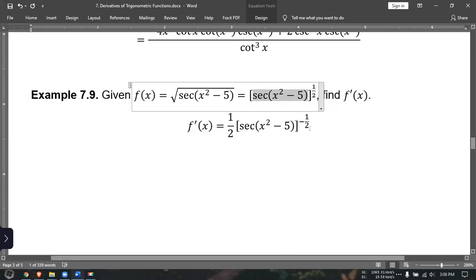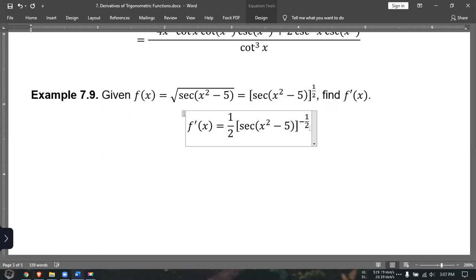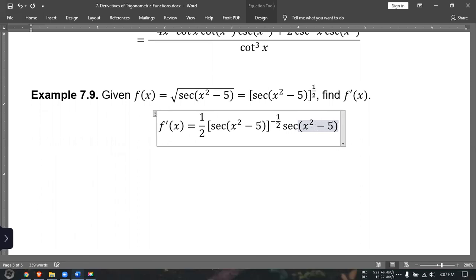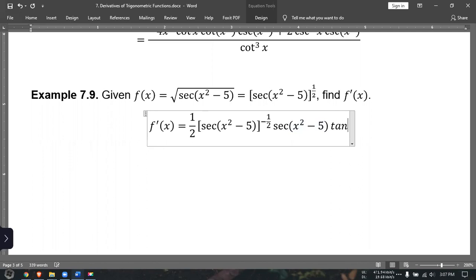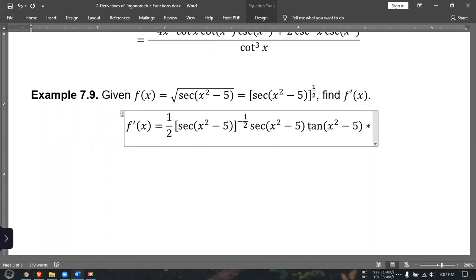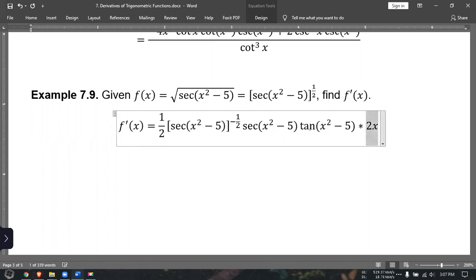What is the derivative of secant? You have your copy with you, right? What is the derivative of secant? Secant u tangent u du. Our u here is x squared minus 5. Secant u tangent u. And then our du, again, is the derivative of x squared minus 5, which is 2x. And then that's it. We just applied the power rule and then the chain rule.